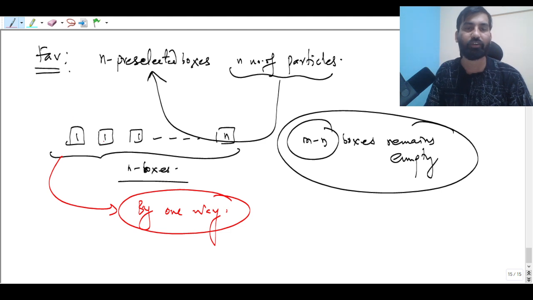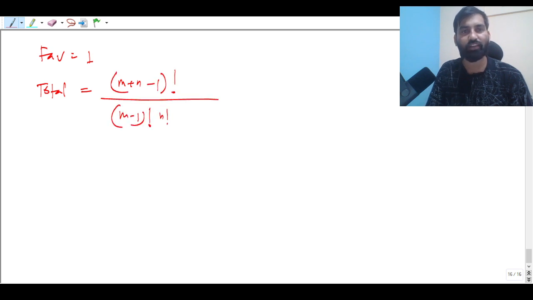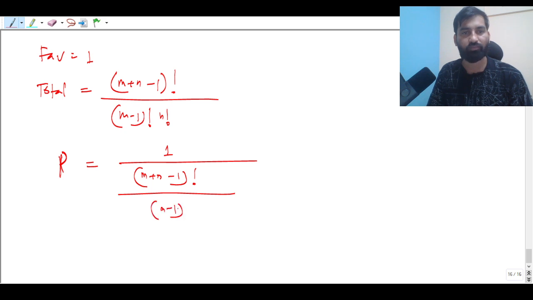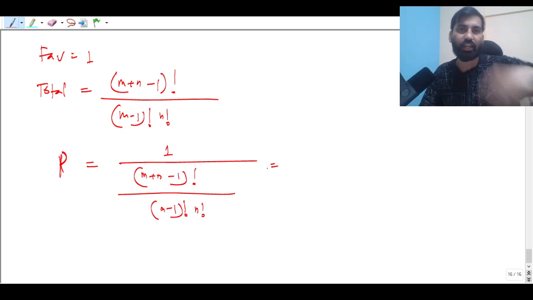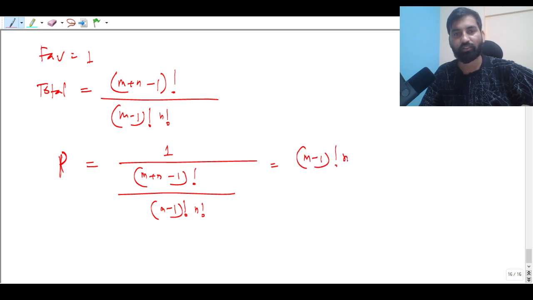So the favorable number of ways is nothing but one. And the total is (m plus n minus 1) factorial by (m minus 1) factorial n factorial. So what is the probability, guys? The required probability is going to be 1 divided by (m plus n minus 1) factorial upon (m minus 1) factorial n factorial. Now you can take this to the numerator, so it can be written as (m minus 1) factorial n factorial by (m plus n minus 1) factorial.